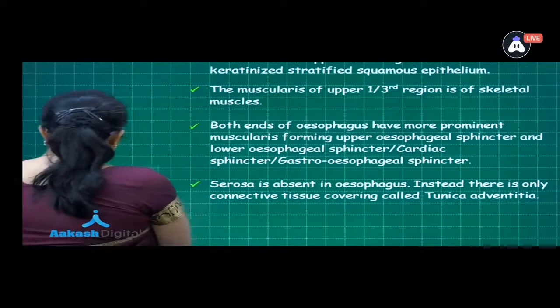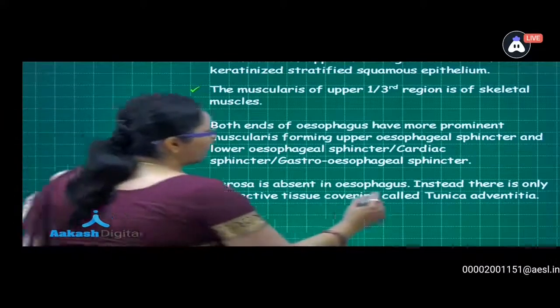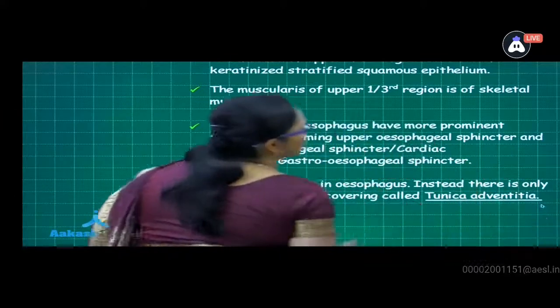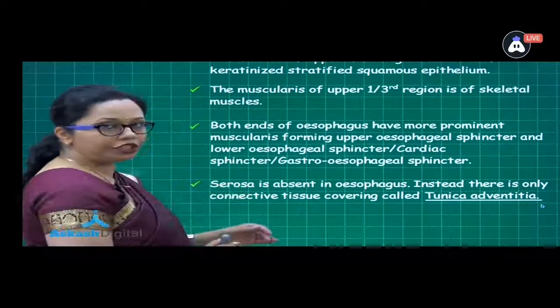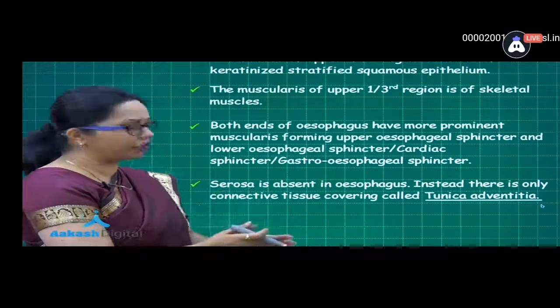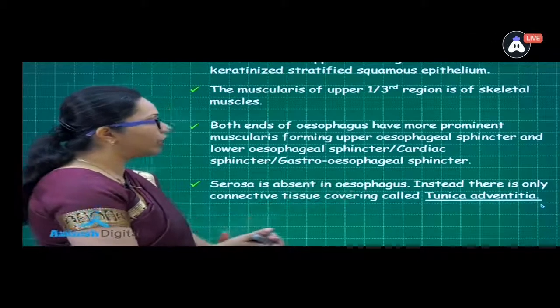So in this case, serosa is replaced by tunica adventitia. While in the case of serosa we had mentioned it is mesothelium plus connective tissue, here it is only connective tissue.